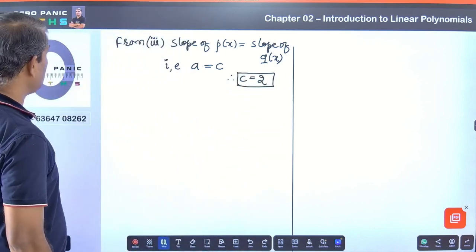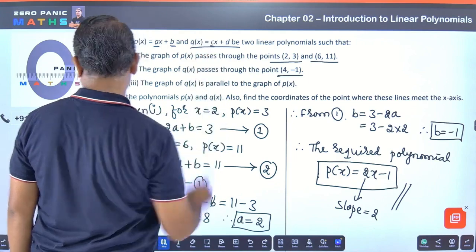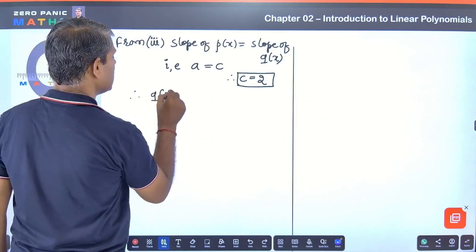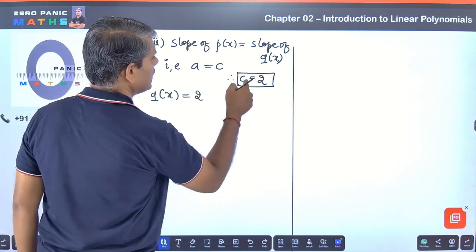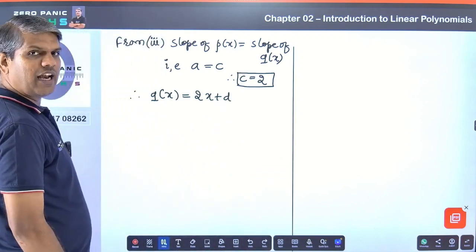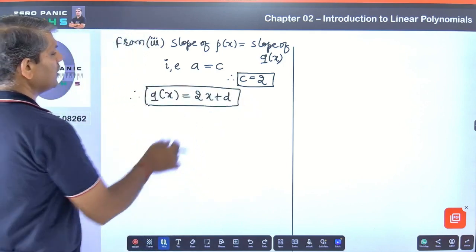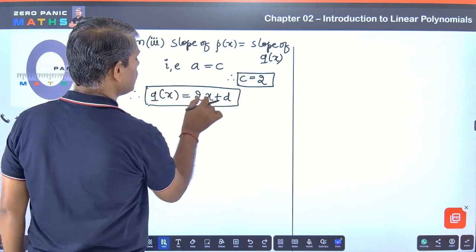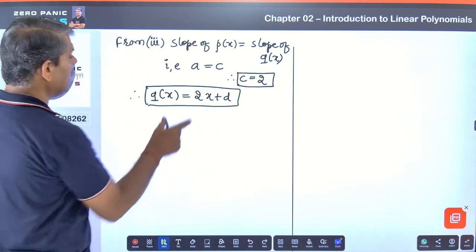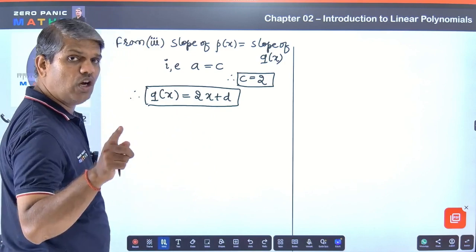So if I substitute c is equal to 2 here, what will this equation become? q of x is equal to 2x plus d. So therefore q of x is equal to 2x plus d, right? Now we have actually reduced q of x to 2x plus d, and we now only have the constant d to be found out to equate this q of x equation to a linear polynomial.